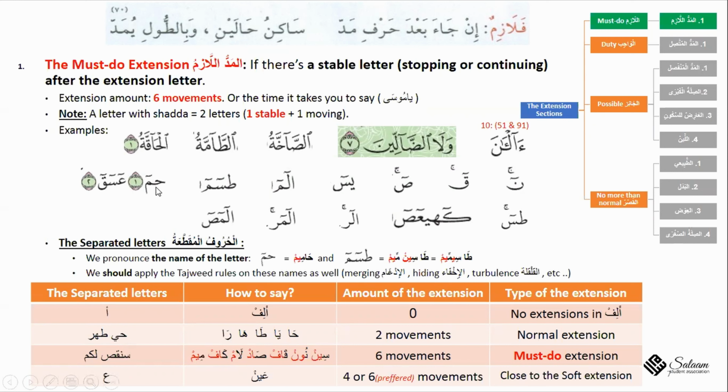This will be Hamim, Ayn, Sin, Qaf. If you notice that Ayn at the end has Noon Sakina, and then Sin is after this Noon Sakina, this will be Ikhfa. So I will say Ayn Sin, and then Noon, and then Qaf after. Qaf is what? Ikhfa.